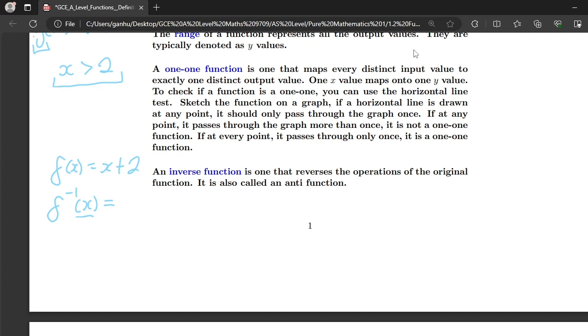And since the original function here, we're adding 2 to x, the inverse function will reverse the operations of the original function. So the inverse function in this case will subtract 2. So if the original function is adding 2, it means the inverse function will subtract 2, because the inverse function reverses the operations of the original function.